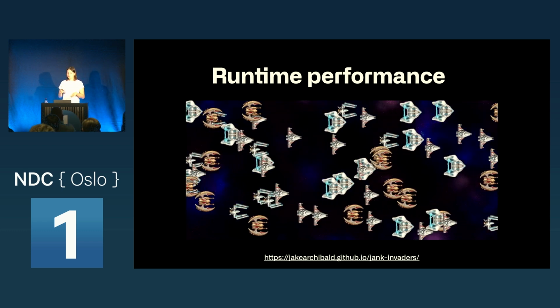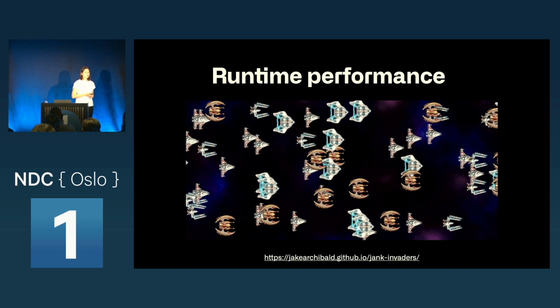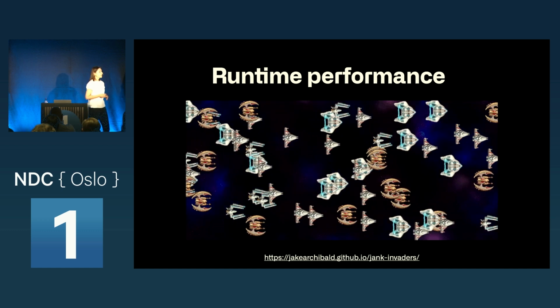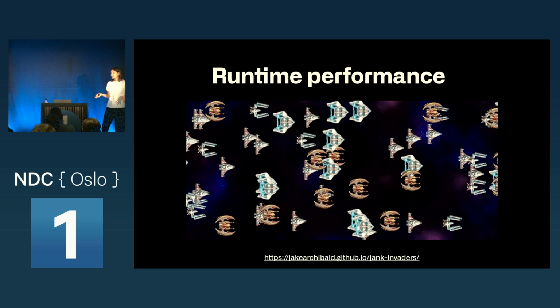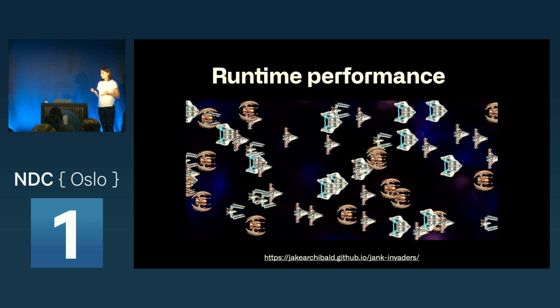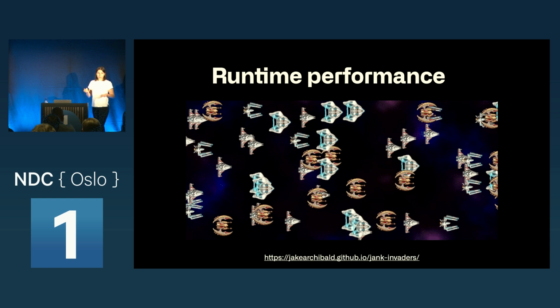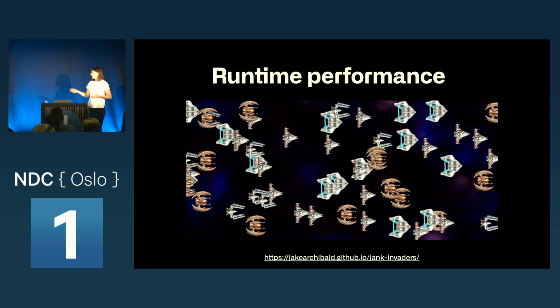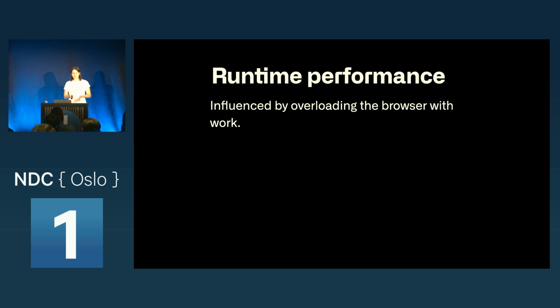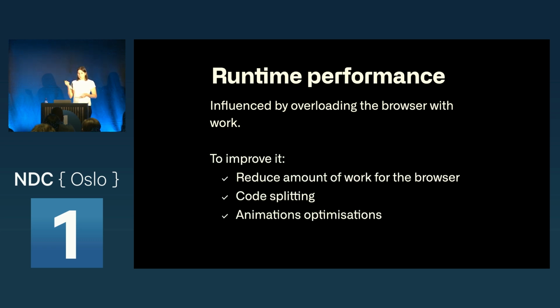And if we put too much work, like especially too much JavaScript, like too big functions, too big calculations, then the browser doesn't have time to do this, and then it's dropping frames, and what we see is junk. So this is influenced by overloading the browser with work, basically. And to improve it, you want to reduce the amount of work for the browser. You want to consider code splitting, because this will help with having smaller functions, smaller files to parse. And you want to optimize animations.